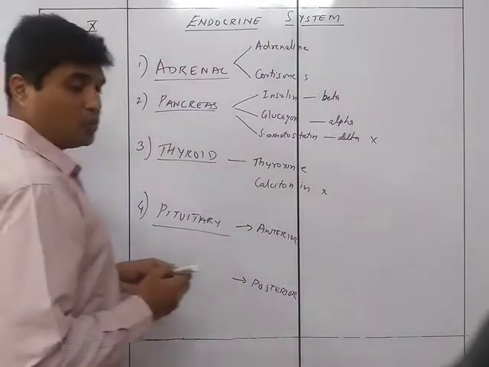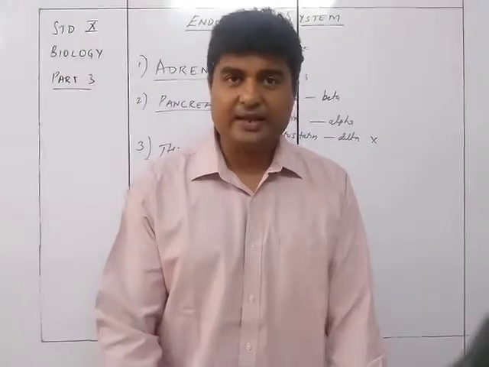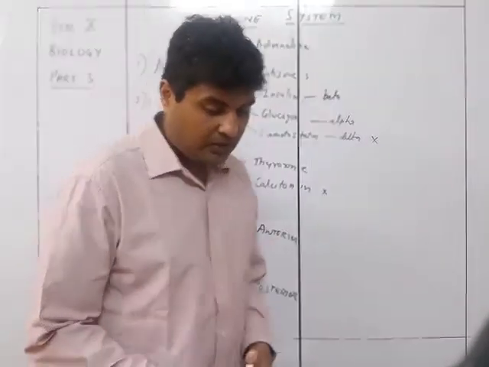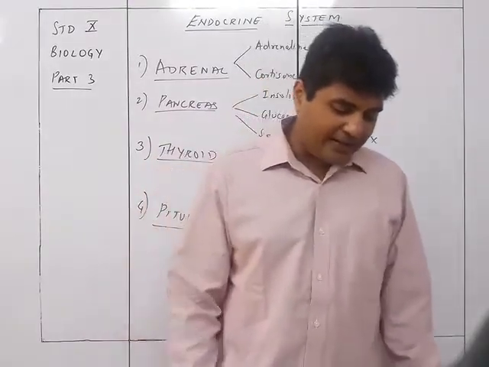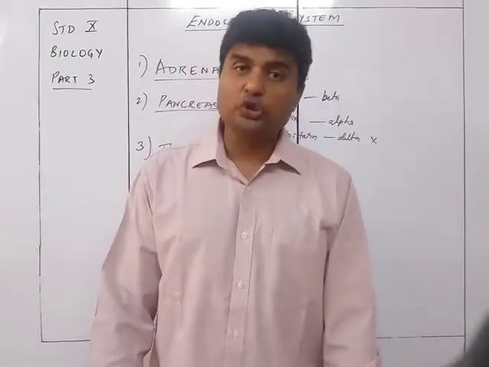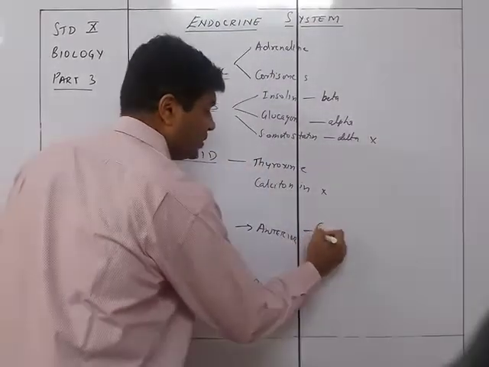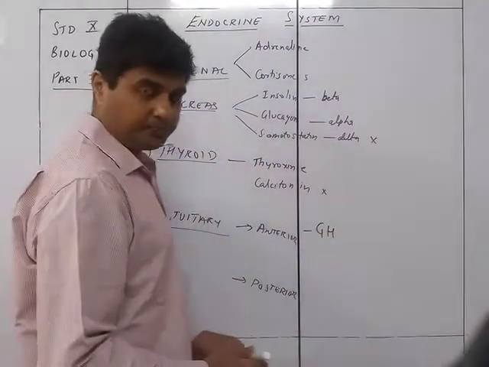Okay, so we have got the two glands, two sides, anterior and the posterior. So let's see first the anterior ones. Some important hormones produced by the anterior lobes are as follows. Growth hormone, that is GH. So first one is growth hormone, GH.